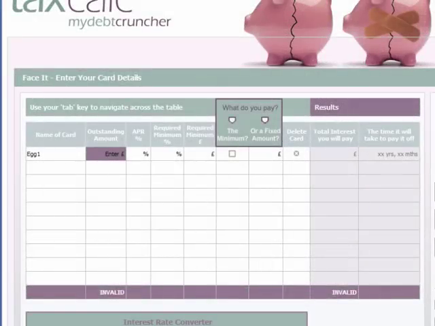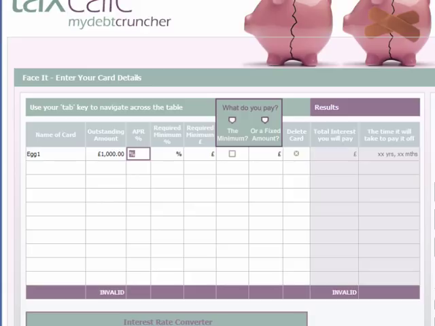Now you need to type in the amount you owe on this card. You can enter an amount up to £50,000. Don't worry about typing in pound signs or commas, we'll do that for you. But for the most accurate results, use your most recent statements.